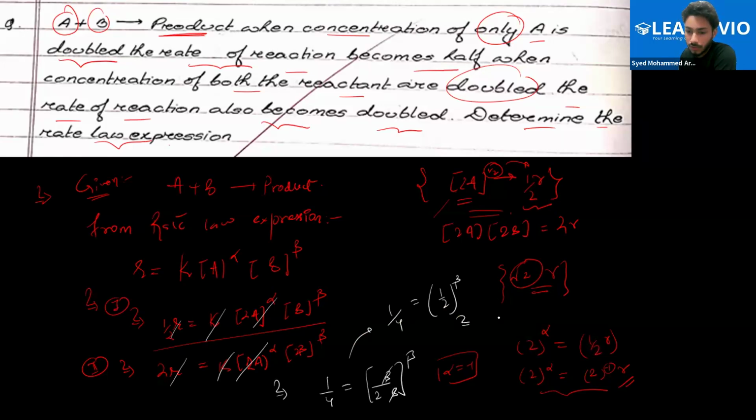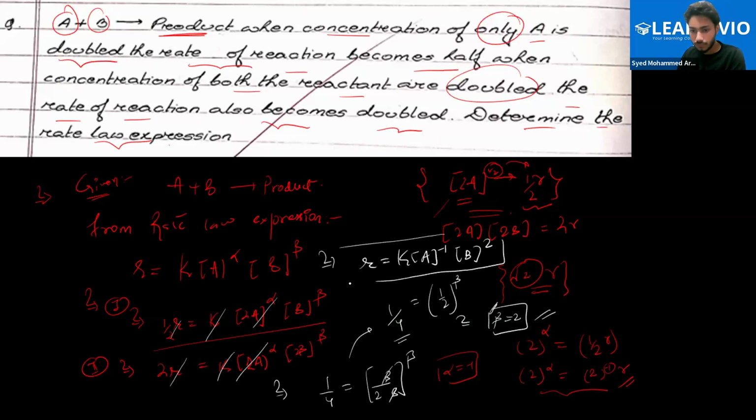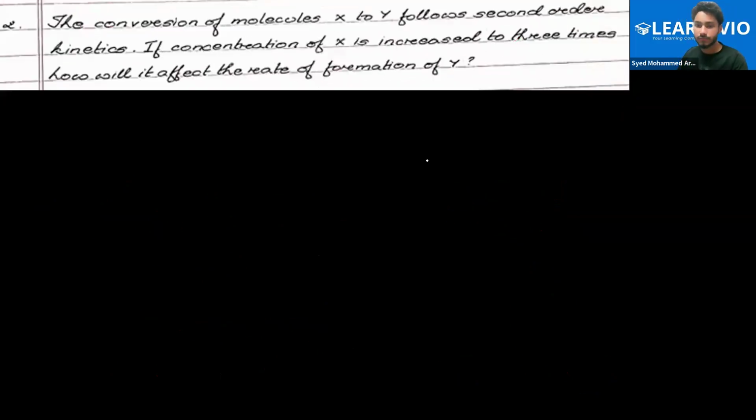Okay, it's very simple now. What power is to be there so that the answer would be one fourth? So beta equals 2. Understood? If beta has a value of 2, you'll end up getting your answer as 1 by 4. So you have solved your question. The final rate expression would be r equals k, A raised to the power of -1, B raised to the power of 2. Understood? Okay. Now, next question.